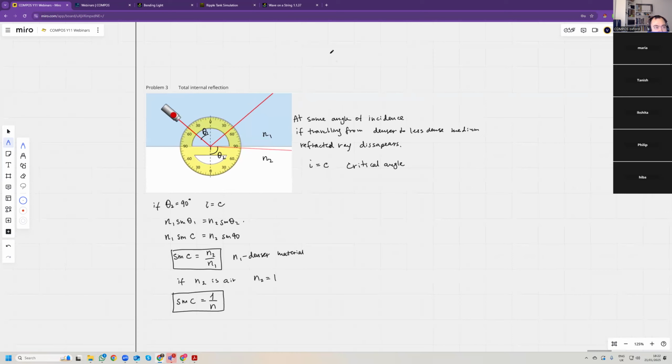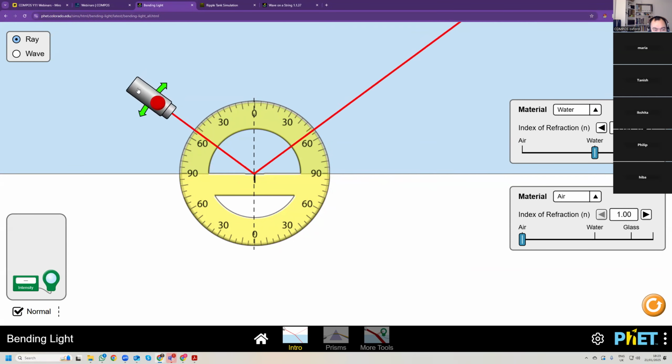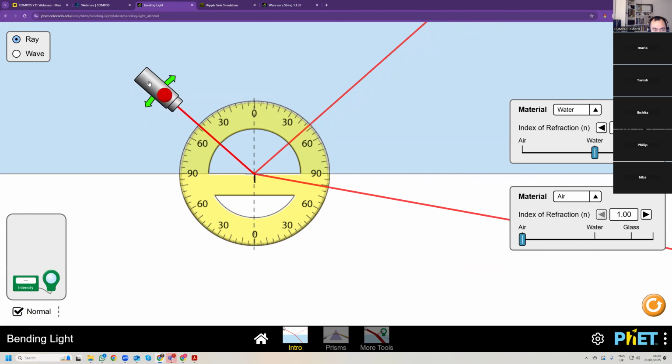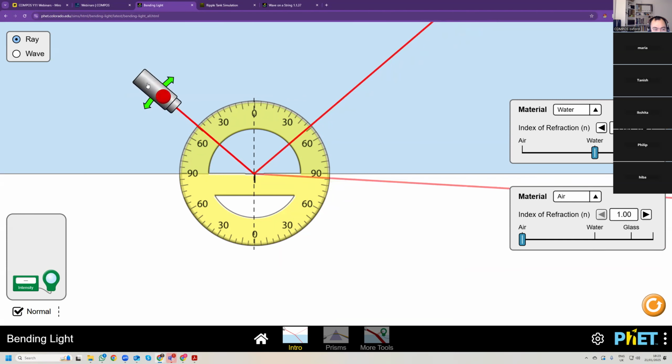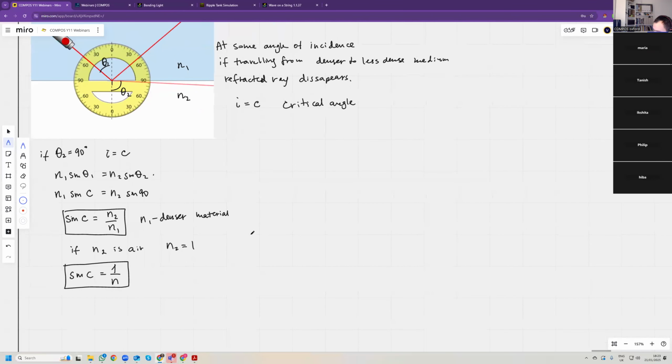Anyways, the critical angle is an angle at which the refraction no longer takes place. So bam. For water, it's about 49 degrees. Let's check if that is true. The critical angle for water is approximately 49 degrees. That's measured.